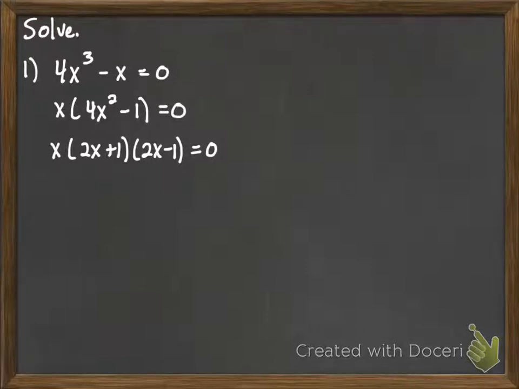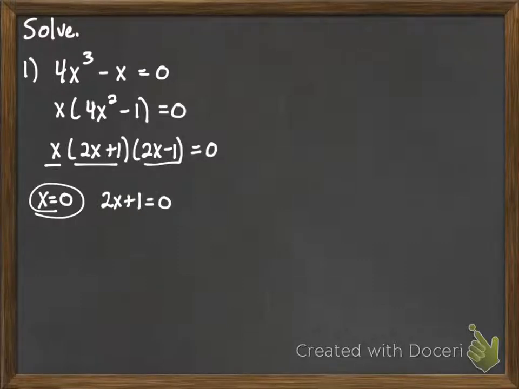Our zero factor property originally only described two things, but the whole idea works. If you have 5 things being multiplied to be 0, one of them would have to be 0. Whereas we have here 3 things that are being multiplied to be 0. The only way that could be true is if one of those 3 things is 0. So that leaves us with x equals 0. So we have one solution already. 2x plus 1 equals 0, which we'll solve in a moment. And 2x minus 1 equals 0.